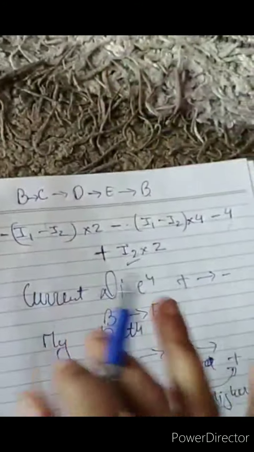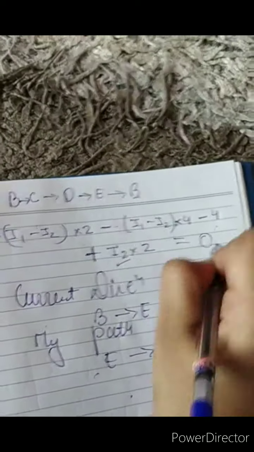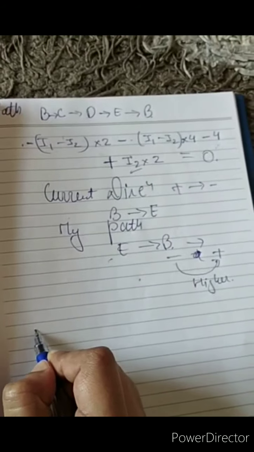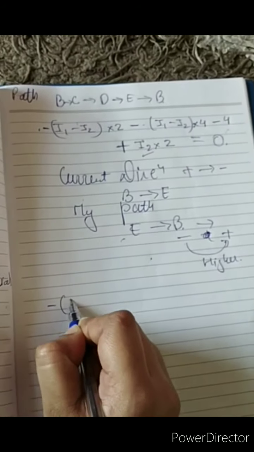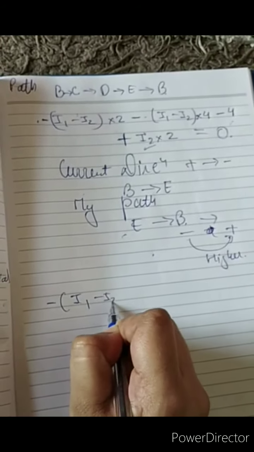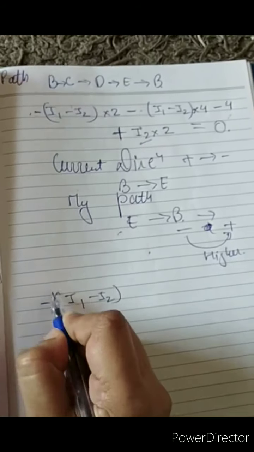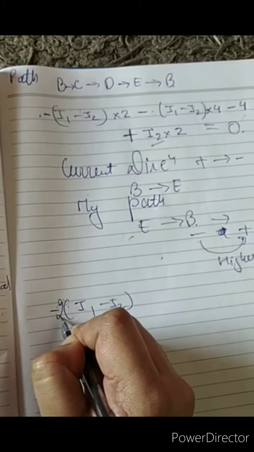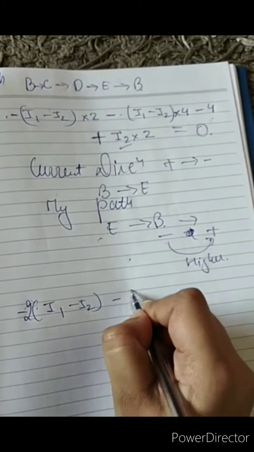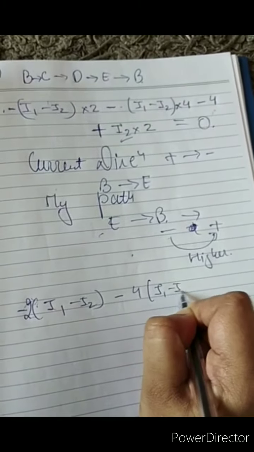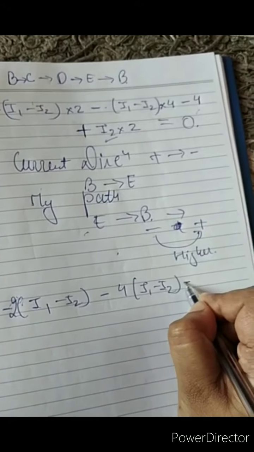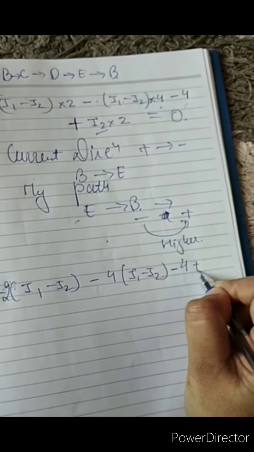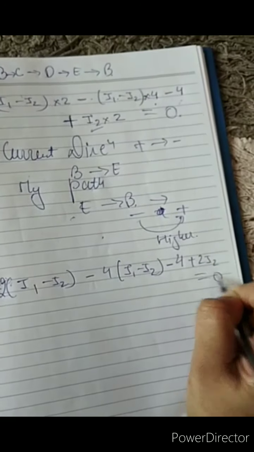So overall potential in a closed loop equals 0. So again, rewriting this equation into 2, let's write 2 over here, minus 4 into I1 minus I2. Okay, 4 multiplied by this, minus 4 plus 2I2 is equal to 0.